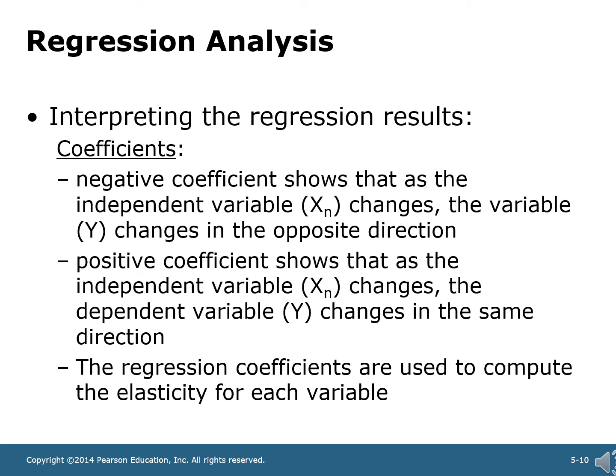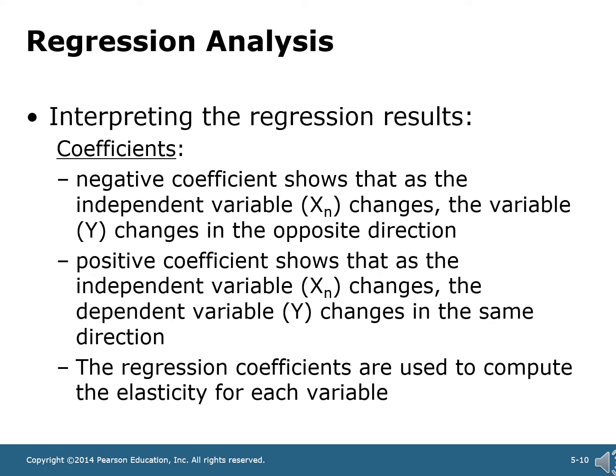So when we interpret the regression results, we'll look at the values of the coefficients. If we have a negative coefficient, that shows that when the independent variable changes, the dependent variable, y, is going to change in the opposite direction. So again, in our previous example where the quantity of slices is our y variable, and the price of slices is our independent variable that we're interested in, if it's negative, we're going to see those change in the opposite direction. So as price falls, the quantity demanded increases, and as the price increases, the quantity demanded falls. Which, remembering the law of demand, is what we would expect. We expect the negative relationship.